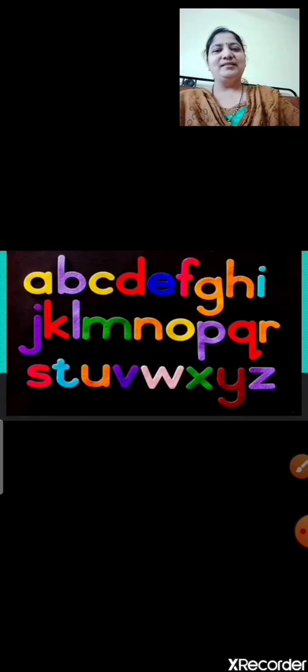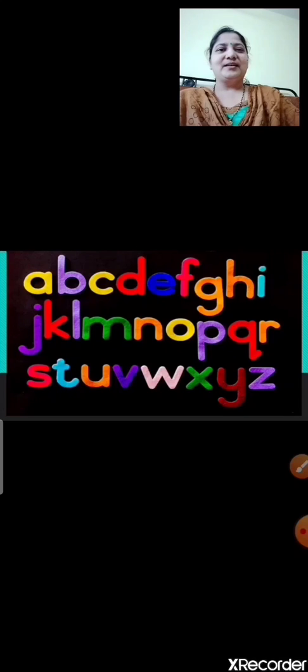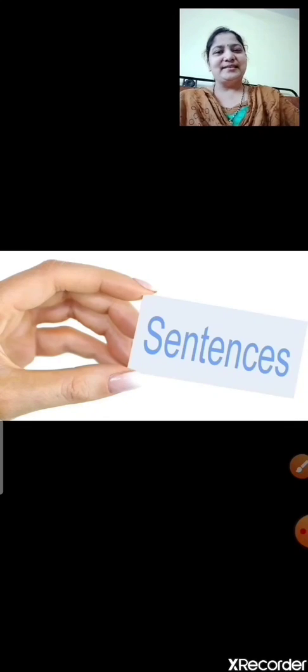Now, do you know what are these? These are all capital letters. A, B, C, D and so on. Children, we had already learned this in our KG section, right? In the same way, we had learned small letters a, b, c. We had learned capital letters and small letters. And we use these letters to write words and form sentences.